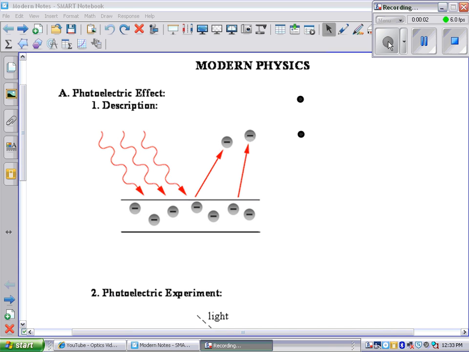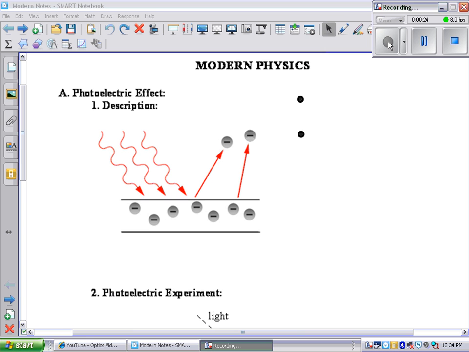Okay, our next unit we're going to study is called modern physics. And modern physics is physics from about 1900 on. Before that, people thought that the ideas that Newton had, Newton's laws, could explain pretty much everything. And there wasn't anything really new that people would be learning in physics.